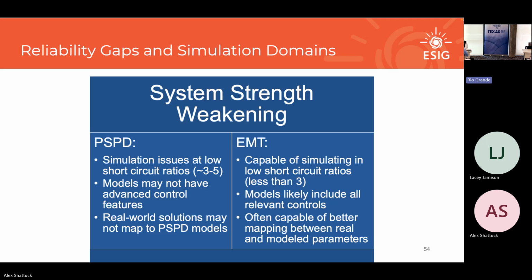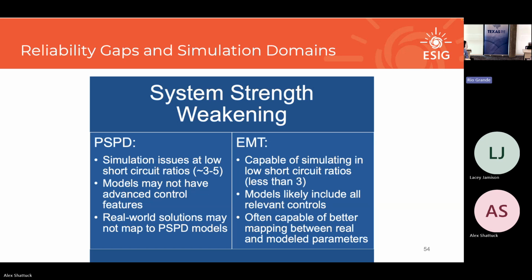But those don't usually exist in the PSPD models for a bunch of reasons we already talked about. And again, the mapping. Low system strength is one of those things where you almost always get site-specific tuning with very bespoke parameters. If I can't put it into the system, then the study looks great, but the real plant for that contingency is still going to do bad stuff in the field. We can't do that. The EMT, on the other hand, is really good at studying low short circuit ratios. I put less than 3. Was there a low? There probably isn't a low, right?